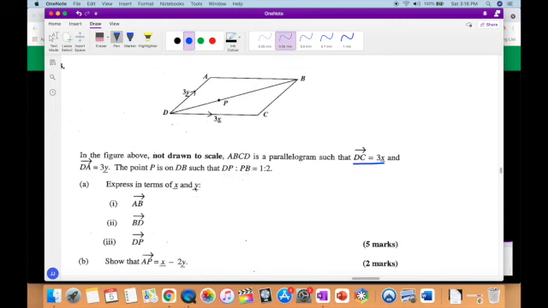So express in terms of x and y the vector AB. So AB, wow. Well, the vector AB is equal to the vector DC, because it's a parallelogram. Therefore, the vector AB is 3x. Right? So the vector AB is 3x.